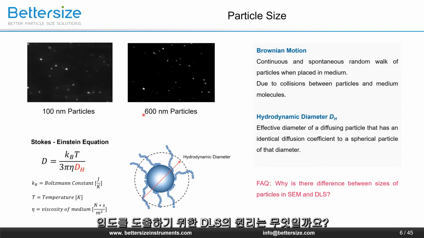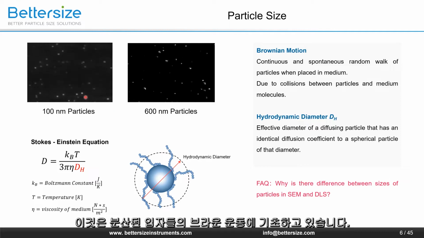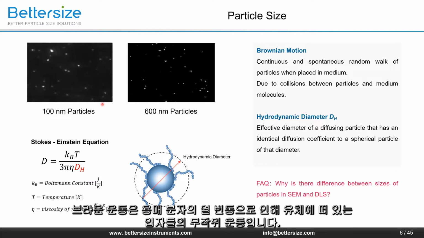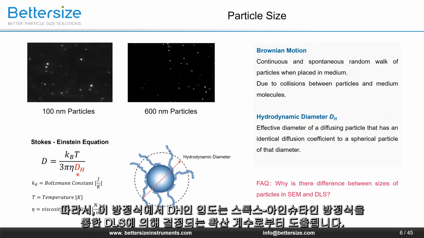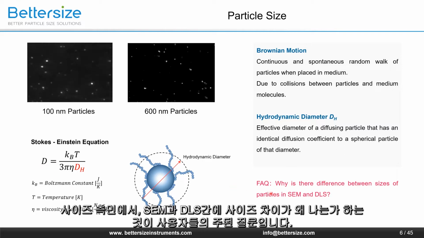What is the principle of DLS to derive particle size? It is based on the Brownian motion of dispersed particles. Brownian motion is the random motion of particles suspended in a fluid, resulting from thermal fluctuation of the solvent molecules. As we see, the larger the particle, the slower the Brownian motion will be. Therefore, the particle size, which is dH in this equation, is derived from the diffusion coefficient determined by DLS through the Stokes-Einstein equation.